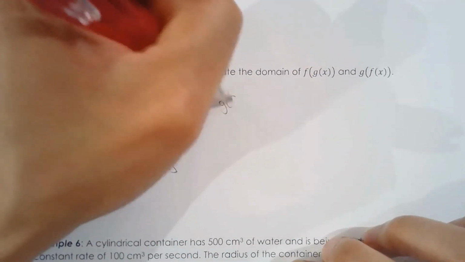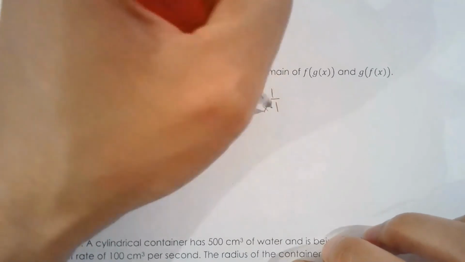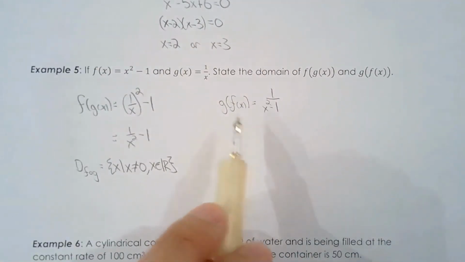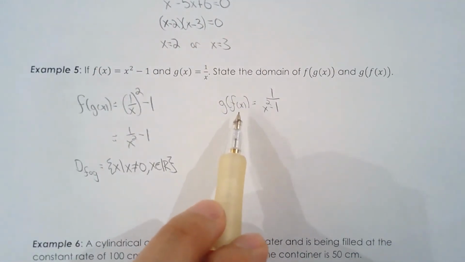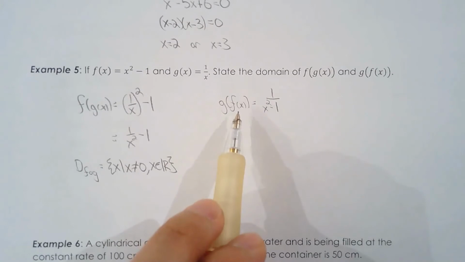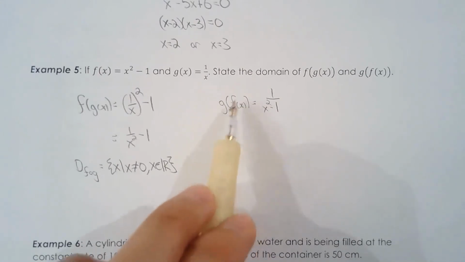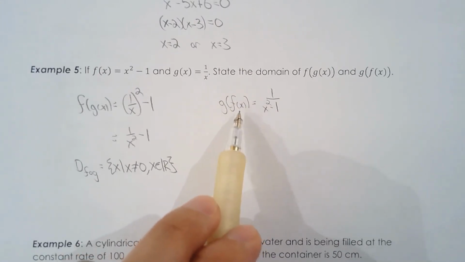So I'm going to do g of f of x. So g of f is going to be 1 over x squared minus 1. Okay, so let's start off with f of x again. The domain of f of x is all real numbers. Beautiful. So there are not going to be restrictions if you just look at f of x, but be careful.